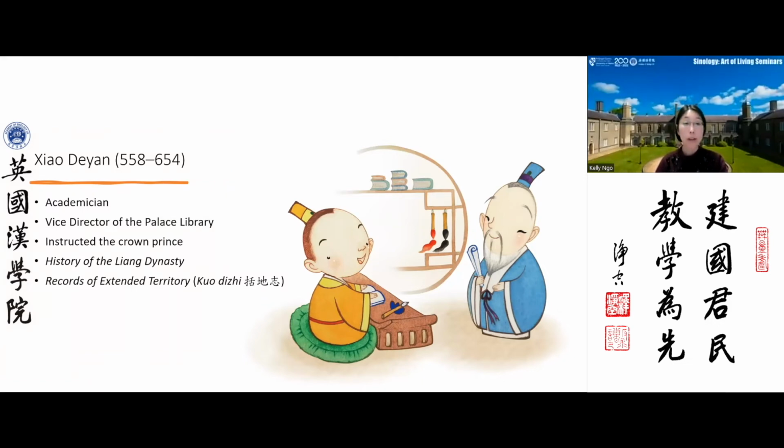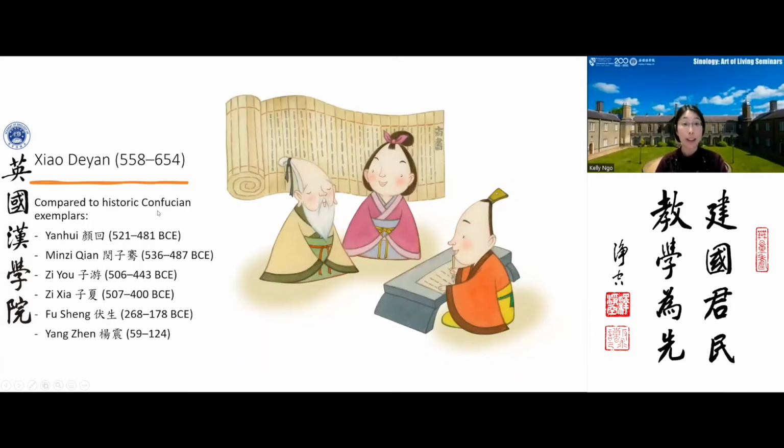Now, Xiao Deyan was so highly esteemed by Emperor Taizong that he was compared to these historic Confucian exemplars. Now, you'll probably recognize the first 4 names as being prominent scholars, prominent students of Confucius. Yan Hui and Min Ziqian were recognized in the Analects for being distinguished in virtue. Zi You and Zi Xia were recognized for their distinctions in erudition. Xiao Deyan is mentioned in the same breath by Taizong as these Confucian exemplars.